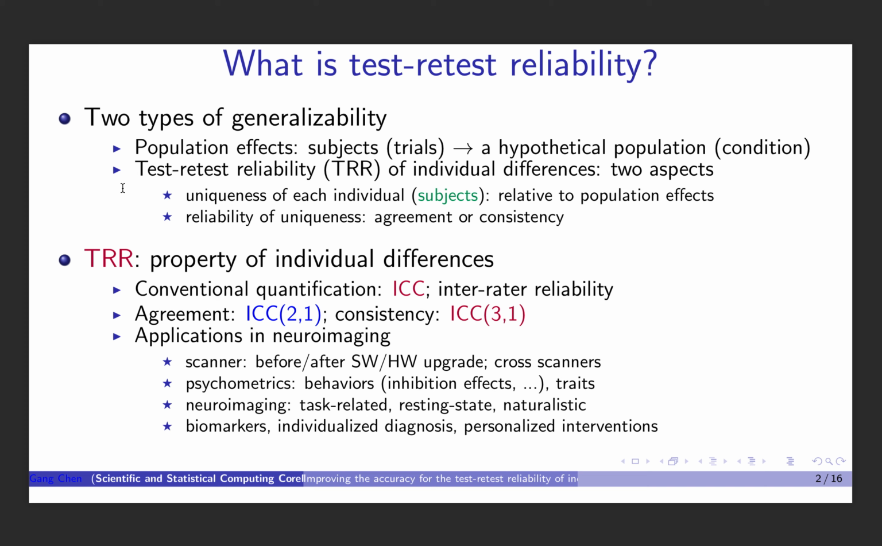Traditionally, test-retest reliability is quantified through the notion of intra-class correlation. There are two popular types. One is called absolute agreement, ICC-2.1. The second popular one is consistency, ICC-3.1. Here we focus on the second type, consistency, ICC-3.1. There are many applications in neuroimaging and psychometrics. For example, we can use the notion to check scanner reliability, or behavior data, or neuroimaging task-related data.